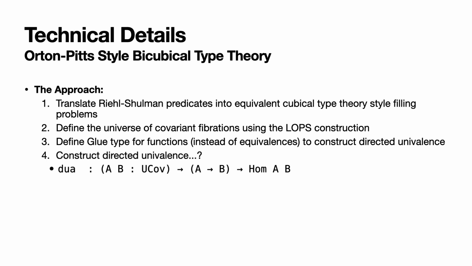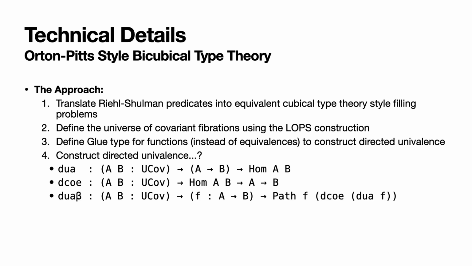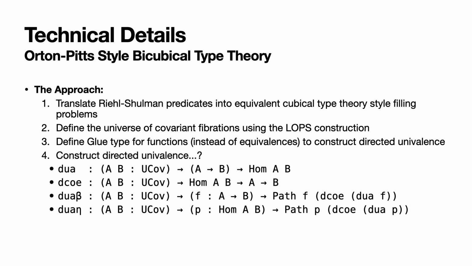And so, first, we're able to define, using the glue type, this DUA function that turns a function between types in the covariant universe into a morphism. We also have the directed coercion function that turns a morphism into a function. We have the DUA beta proof that proves that the function space is a retract of the morphism space. And then the only thing that's left to prove to complete the equivalence is that morphisms are also a retract of functions. However, with this approach, we get stuck trying to prove DUA eta.